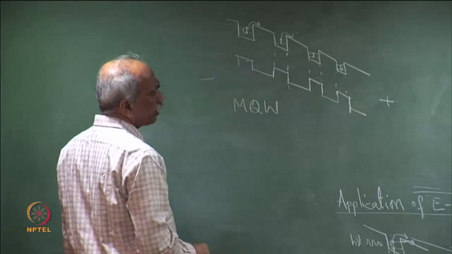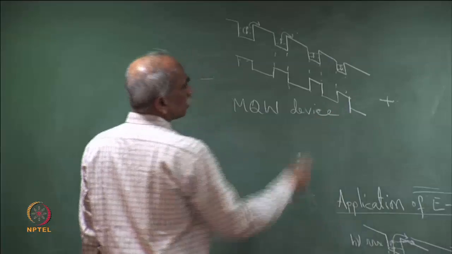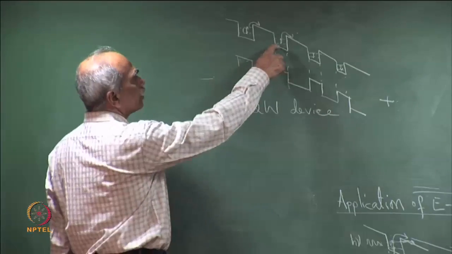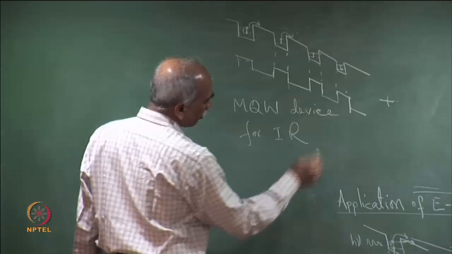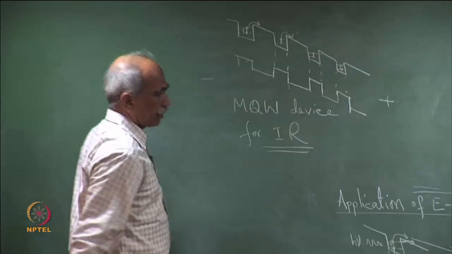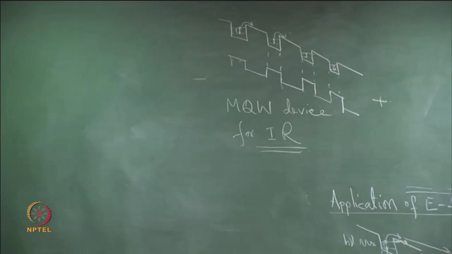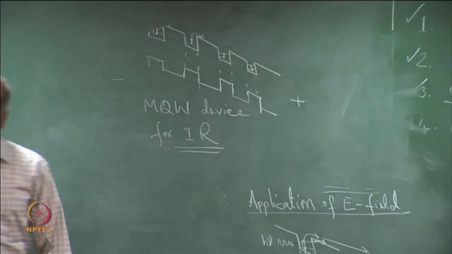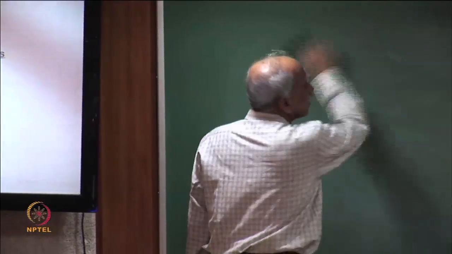So, a multiple quantum well, MQW, device which uses inter-subband transition for detection of IR radiation. So, we have discussed QWIP here, and you could go through other references for further details on these devices.